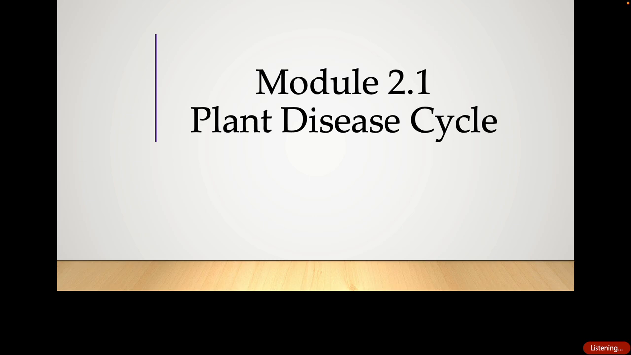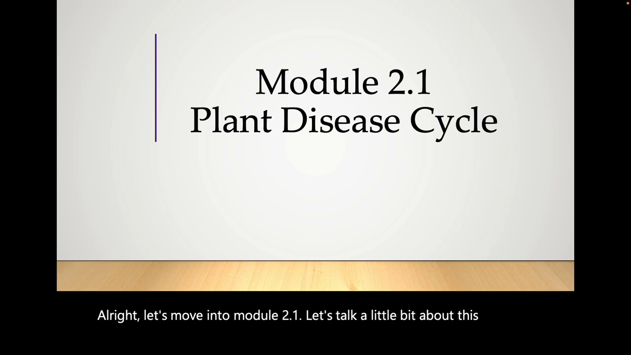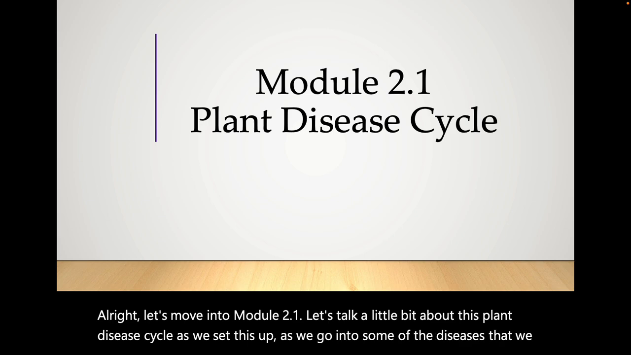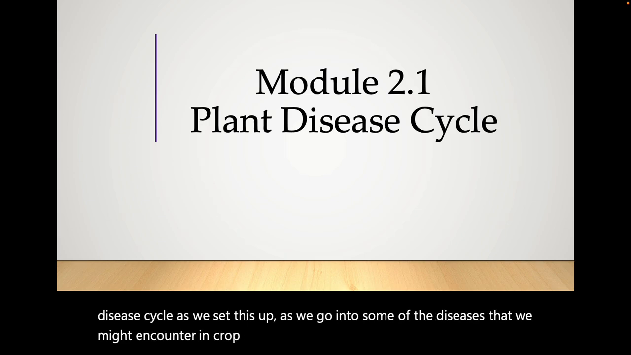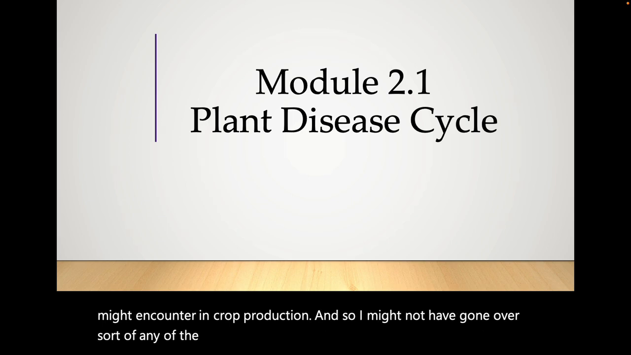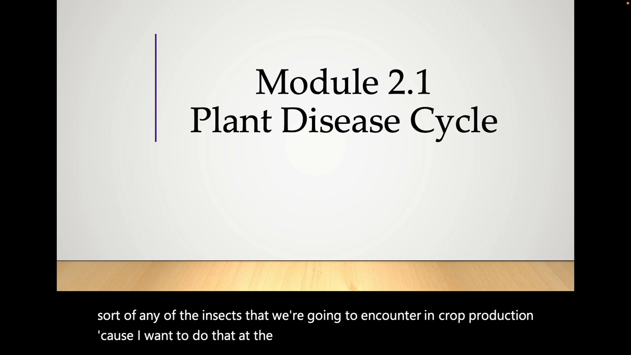All right, let's move into module 2.1. Let's talk a little bit about the plant disease cycle as we set this up, as we go into some of the diseases that we might encounter in crop production. I might not have gone over any of the insects that we're going to encounter in crop production, because I want to do that at the end when we talk about integrated pest management.